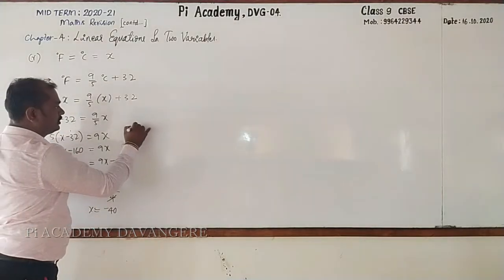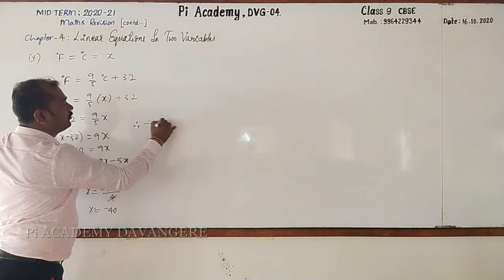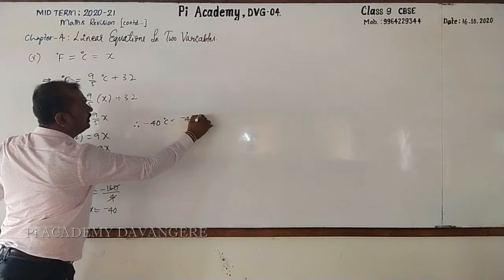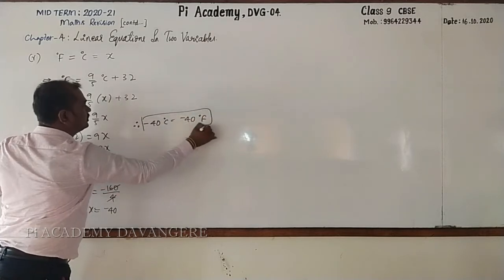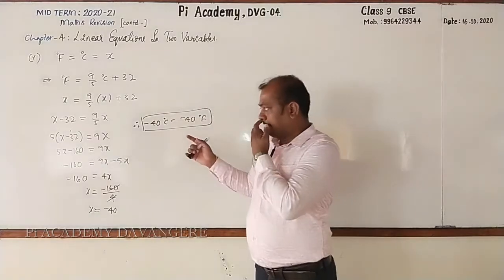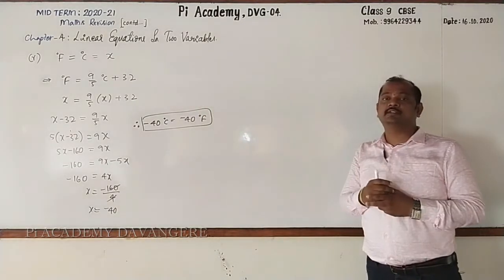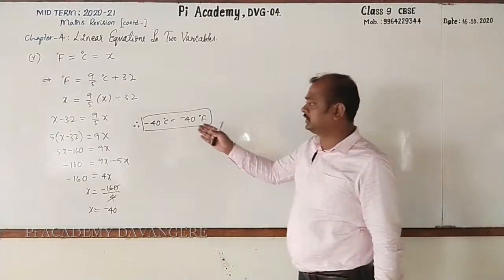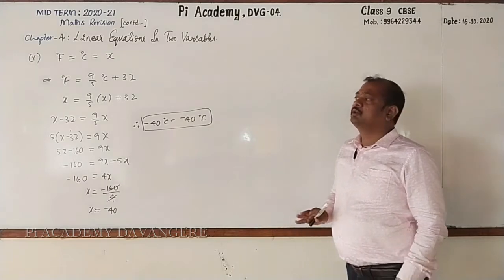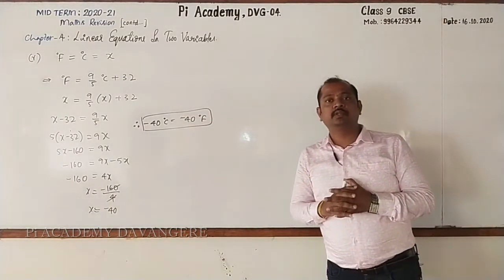That means, here I will write, minus 40 degrees Celsius is equal to minus 40 degree Fahrenheit. Hence, you can say that there is a temperature at which Celsius scale and Fahrenheit scale both are same. That is minus 40. Got it? So these are the statement problems related to the graph.